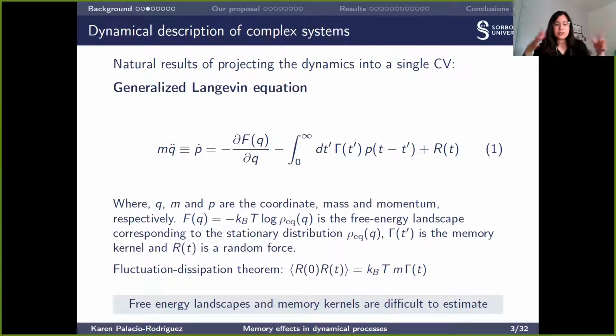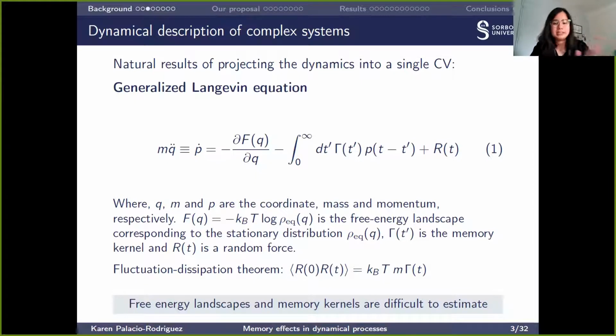If we have a very long trajectory, we can compute the free energy as the logarithm of the equilibrium populations. However, computing these long trajectories is expensive, and that's why there are many methods that aim to enhance the sampling and compute this free energy faster. The same story happens with the memory kernel; as we will see today in the following talks, there are many methods to calculate these memory kernels. And what I can tell you now is that we can relate the memory kernel with the random force by means of the fluctuation dissipation theorem.